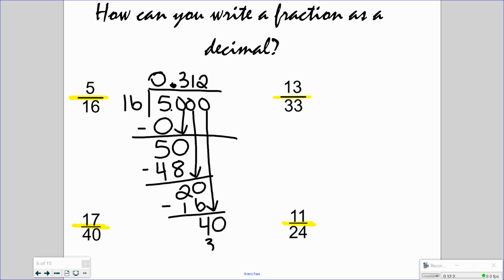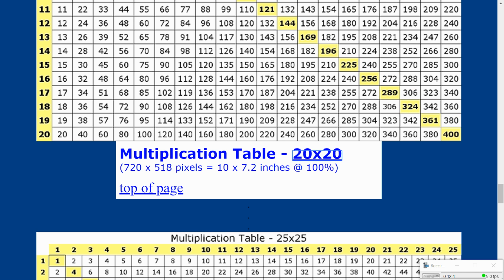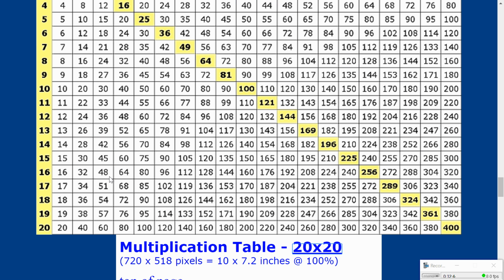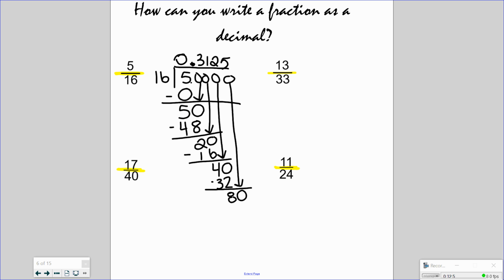16 times 2 is 32 with a remainder of 8. Oh gosh, I don't have enough in my house. 0. Drop down the... oh my gosh, I'm running out of space. 80. So I'm going to go back and look at my facts of 16. Oh, I see 80 here. So it's 1, 2, 3, 4, 5. Oh my goodness. Okay. 16 times 5 is 80 with a remainder of 0.